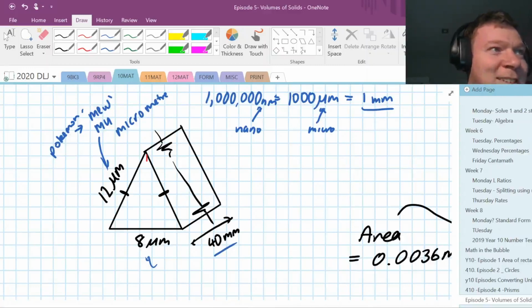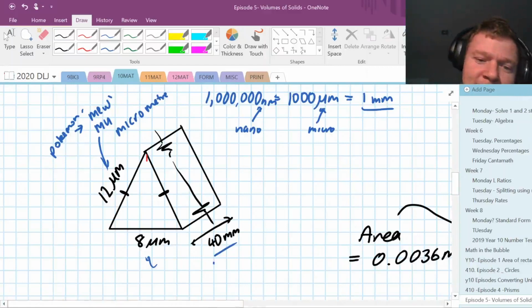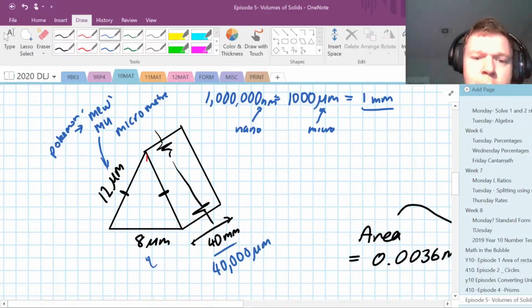Did I say centimeters? Sounds about right. I'm always mispronouncing words. Alright, so what I just did there, I changed to micrometers, the one with the mu.